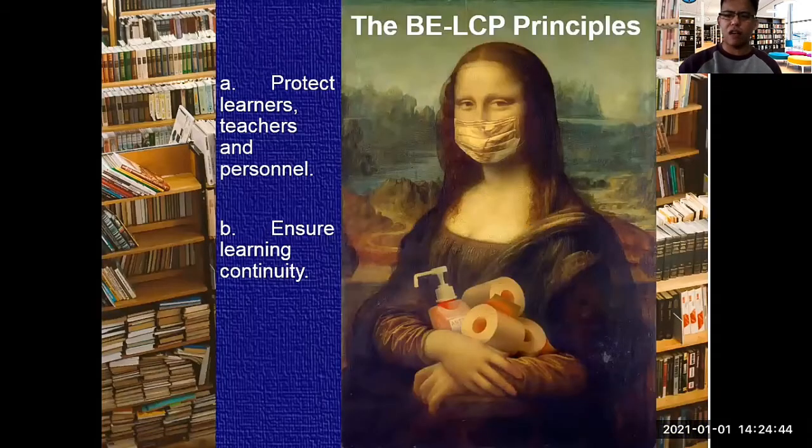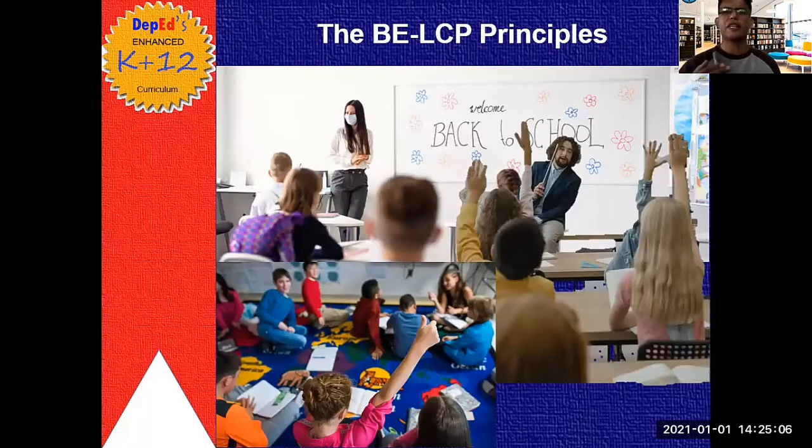The principles of the BELCP are: first, protect the health, safety, and well-being of learners, teachers, and personnel, and prevent the further transmission of COVID-19. Next, ensure learning continuity through K-12 curriculum adjustments, alignment of learning materials, deployment of multiple learning delivery modalities, provision of corresponding training for teachers and school leaders, and proper orientation of parents or guardians of learners.